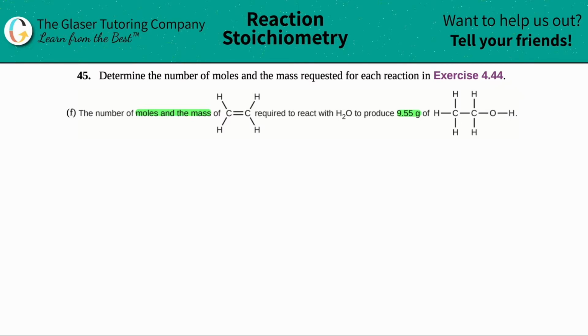Cool. Okay, so first thing is that I look at this question and I say, all right, they gave us an amount of ethanol, and they want us to find information, the moles and the mass, of ethene. So whenever they give us information of one compound and they're asking for information of a different compound, we have to do stoichiometry.